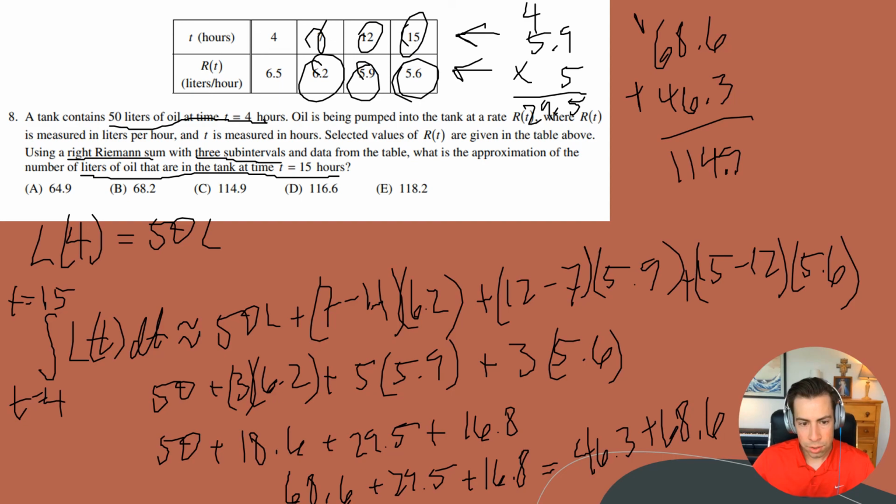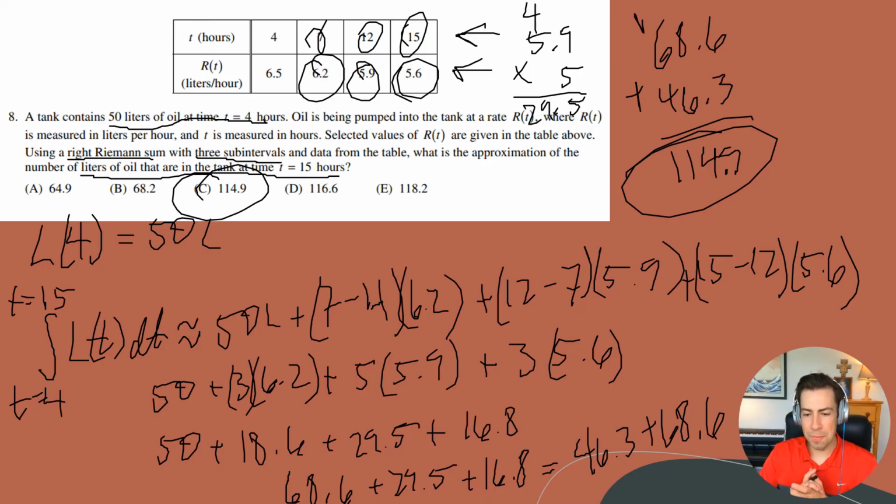So I'm getting 114.9, which is answer choice C. Let me make sure that's the correct answer. Okay, good. It is the correct answer, and that's exactly right. So hopefully that makes sense.